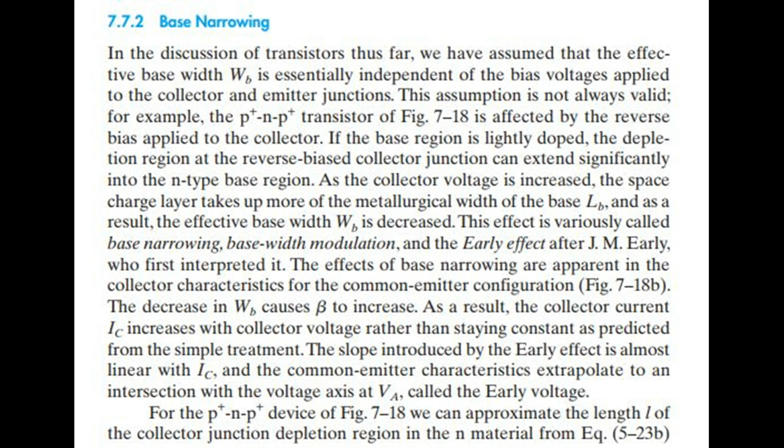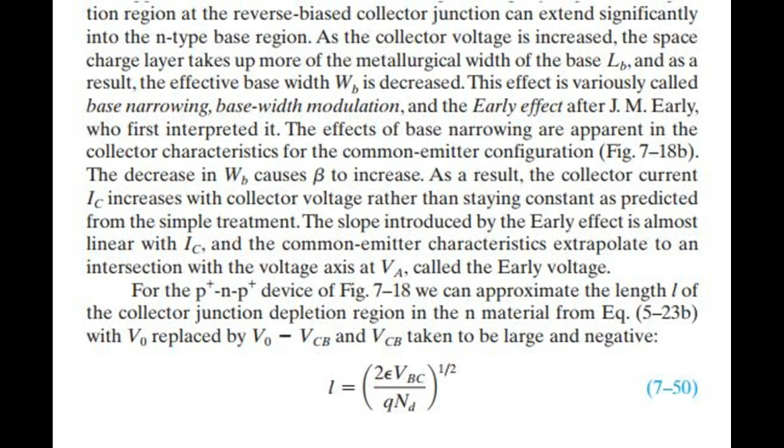This effect is variously called base narrowing, base width modulation, and the Early effect after J.M. Early, who first interpreted it. The effects of base narrowing are apparent in the collector characteristics for the common emitter configuration, Fig 7.18b. The decrease in W_b causes beta to increase. As a result, the collector current I_C increases with collector voltage rather than staying constant as predicted from the simple treatment. The slope introduced by the Early effect is almost linear with I_C, and the common emitter characteristics extrapolate to an intersection with the voltage axis at V_A, called the Early voltage.